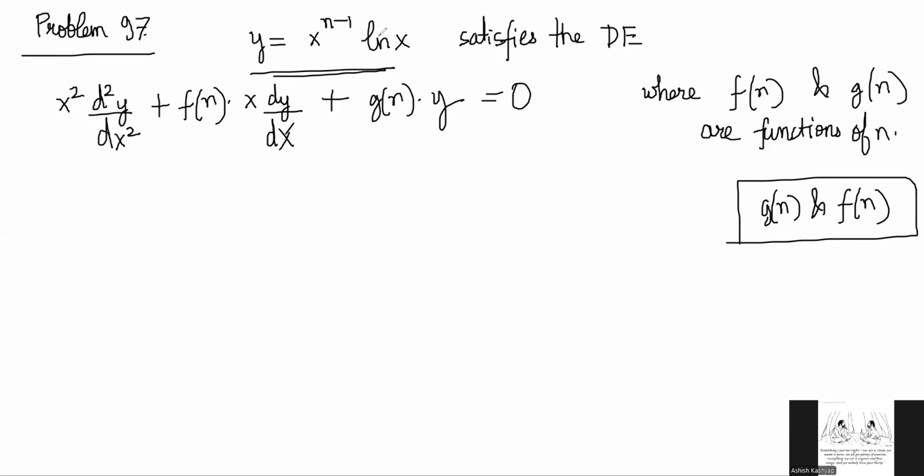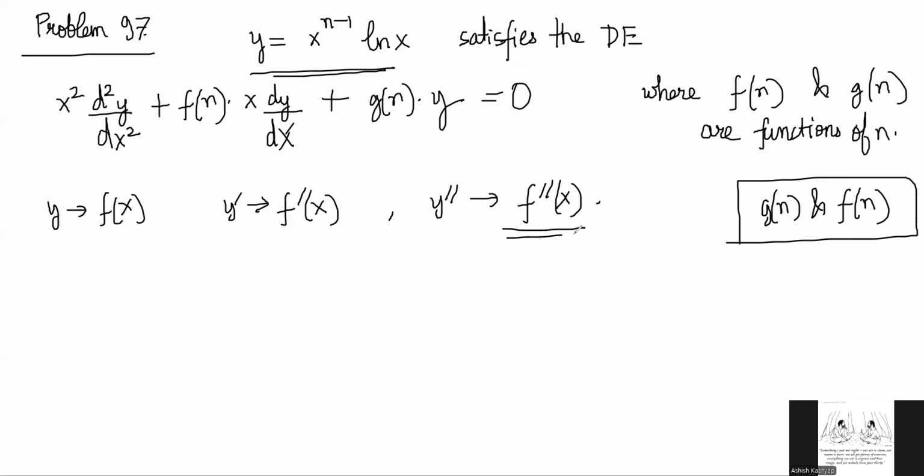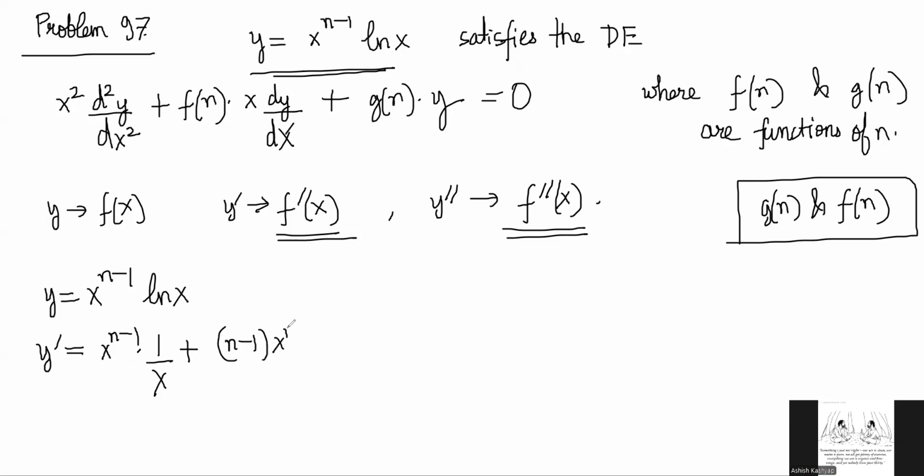So what I will do is I will use the notation y stands for f of x, y dash stands for f dash x, and y double dash stands for f double dash x, or the double derivative, and this is a single derivative. So now here you have y is equal to x power n minus 1 ln x. Now if I do y dash here, y dash will be equal to x power n minus 1 into 1 by x plus n minus 1 x power n minus 2 ln x, right?